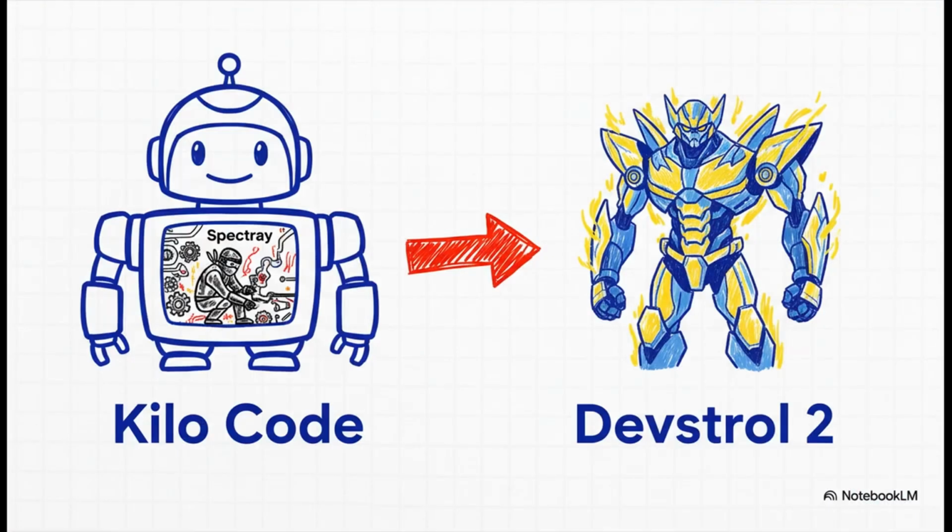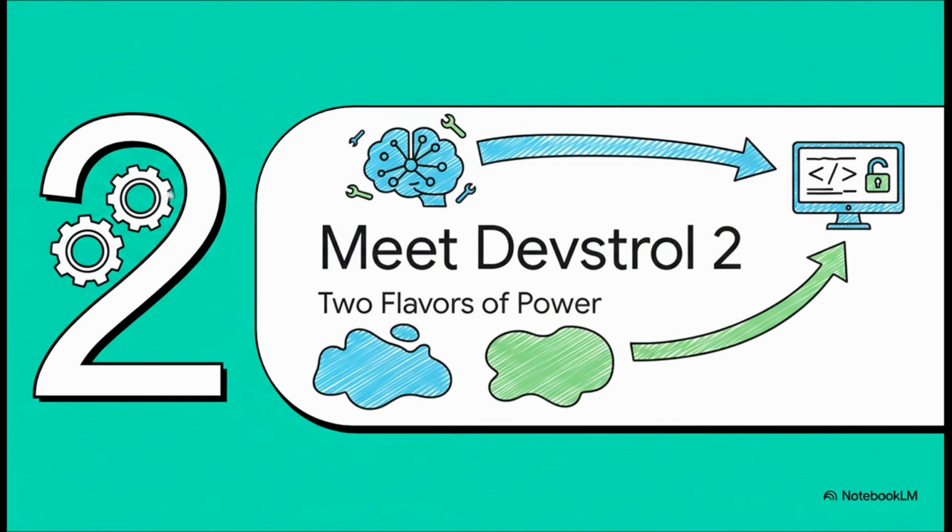That's right. If you're someone who's been using the Kilo Code agent, you might have noticed this stealth model in there called Spectre. Well, guess what? That was Devstral 2, hiding in plain sight, being tested and tweaked in the real world this whole time. Pretty clever.